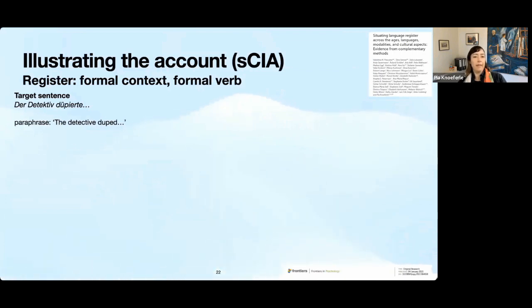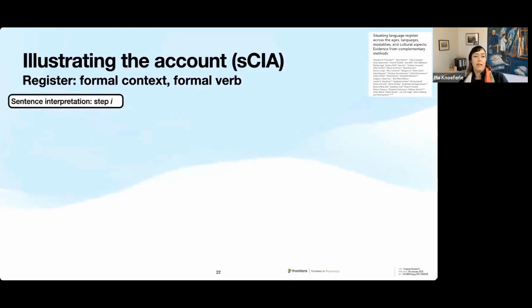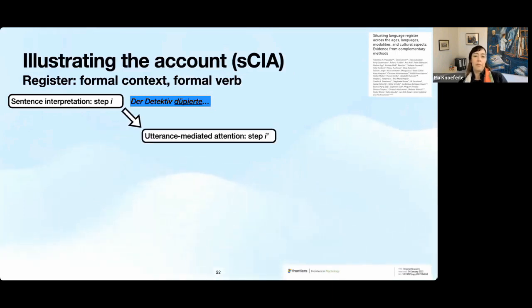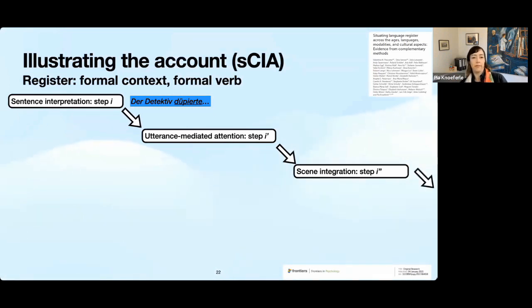So we are moving towards a slightly different paradigm here. We are no longer doing visual world eye tracking, spoken language processing, and monitoring participants' eye gaze to objects in the scene. In this set of studies now, we've looked at eye tracking during reading. So participants read the context and then also read a target sentence, and we are curious to see how they integrate the two. So in the account now, when you've got scene or context here, it is representations from a linguistic context. All right, we've got the same steps: sentence interpretation, the detective duped, then utterance-mediated attention, now internally in working memory, and also as they read the sentence. And then you've got the so-called scene integration, so context integration effectively.